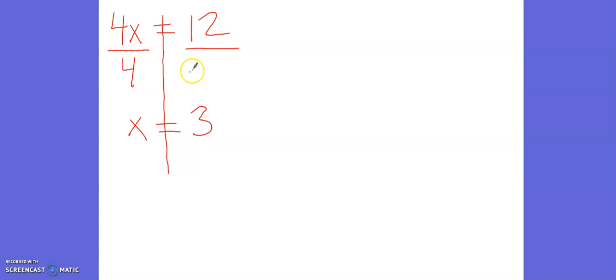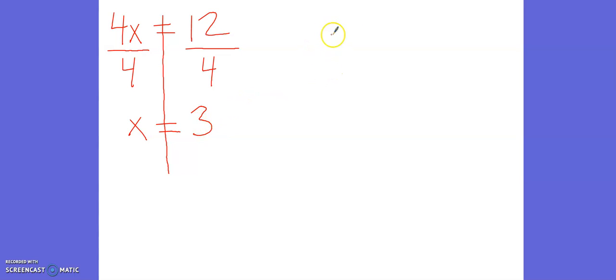The reason we're going to do this is because on the left side, 4 divided by 4 is 1. That's 1x. I don't need to write the 1 there, but there is a 1 there. And indeed, that's what we want to know. We want to know how much 1x is equal to. Not 2x's, not 3x's, just 1x. And of course, 12 divided by 4 is 3.